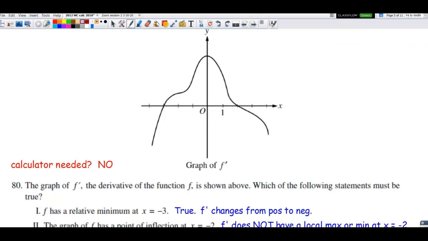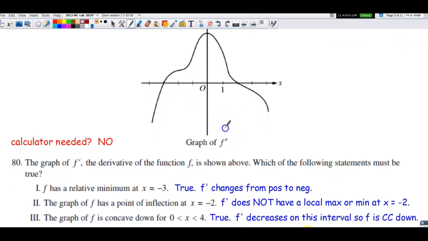Number 80, we do not need a calculator. They've given us a graph of the first derivative of f. The graph of f prime, the derivative of the function f, is shown below. Which of the following statements must be true? Be careful that you pick true and that you don't pick false.